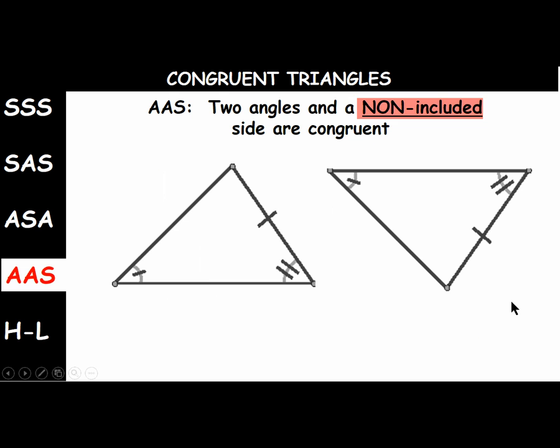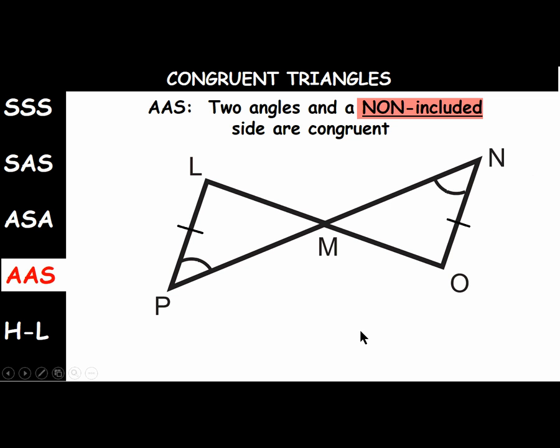So we can see several examples might look like this. Here we have two angles and then a side that's not connecting them, congruent to two angles and a side that's not connecting them. It's the location of that side that makes it angle, angle, side. And again, in this case, if we added in the vertical angles, we have two angles and a side. The side is not the connecting side, so this is also an example of angle, angle, side. It's not the included side.